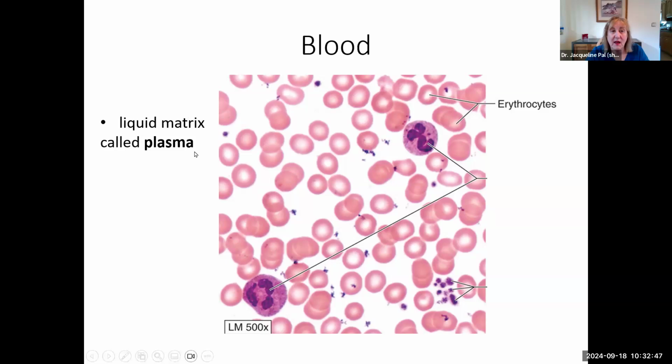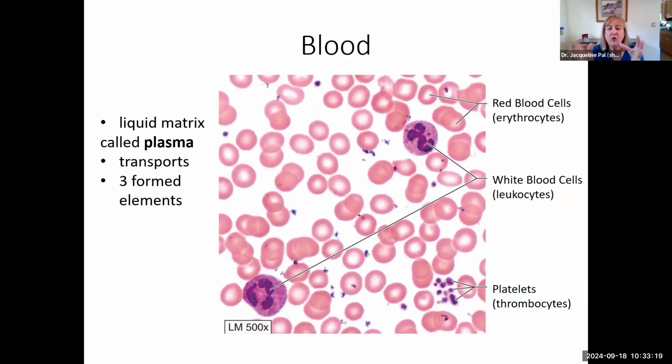And in the plasma, we're still going to have cells. Okay. And the whole purpose of blood is not to connect stuff. Totally different function than the areolar connective tissue. The whole purpose of blood is to transport substances throughout our body. Okay. And to see what it's transporting, we have to look further when we do the cardiovascular system.